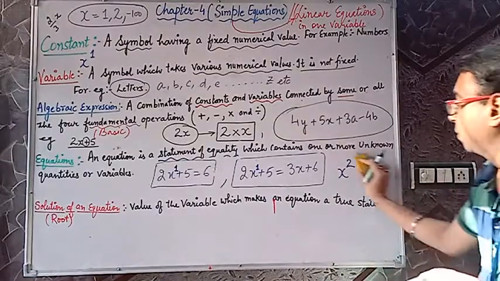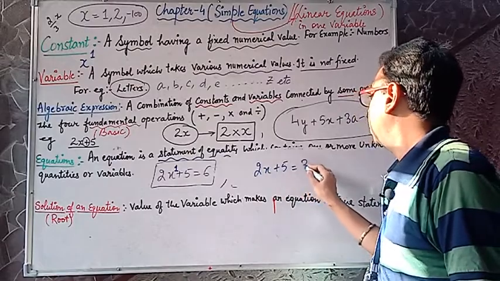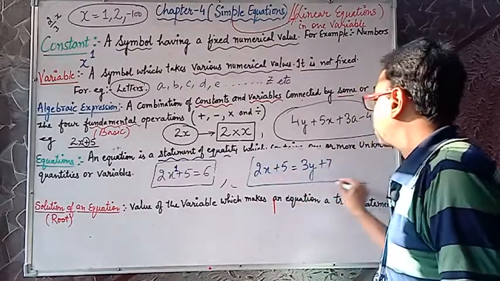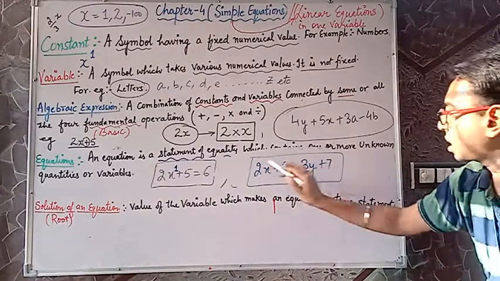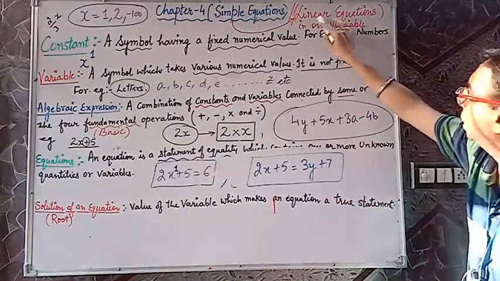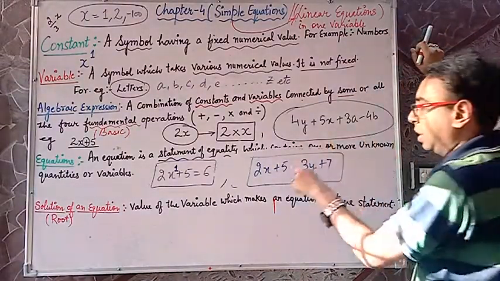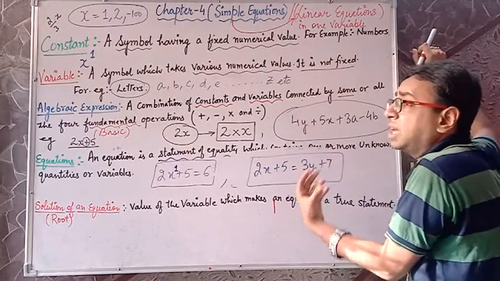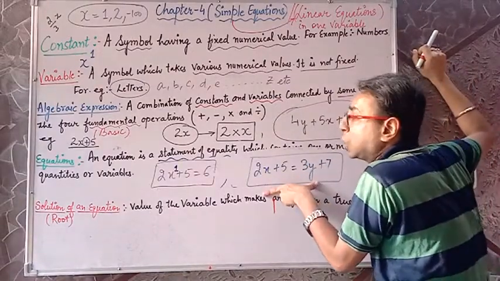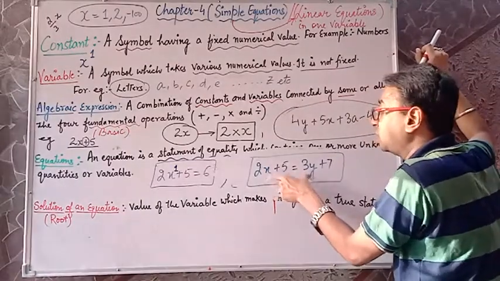Now let me write another example. I am writing 2x plus 5 is equal to 3y plus 7. It's an equation, no problem. An algebraic expression equal to another algebraic expression, equality sign is there, it's an equation. x power 1, y power 1, considered a linear equation. But is it a linear equation in one variable? No, we can see two variables. One is x, one is y. Clear? It is not a linear equation in one variable, because there are two variables.